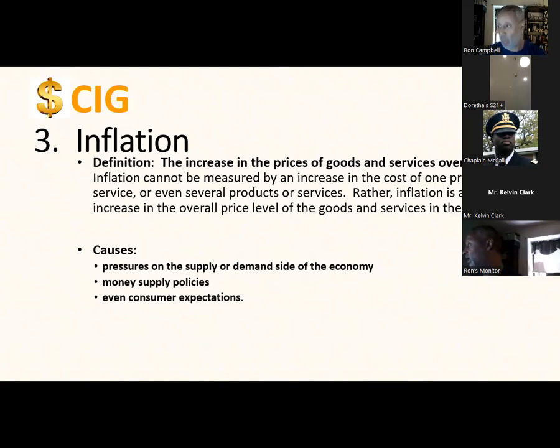These are some of the causes of inflation: pressures on the supply or demand side of the economy. In this case, we know where the problem is at. It's on both sides. One, because of COVID, there's not enough people who are making those goods. It'll take them time to catch up.